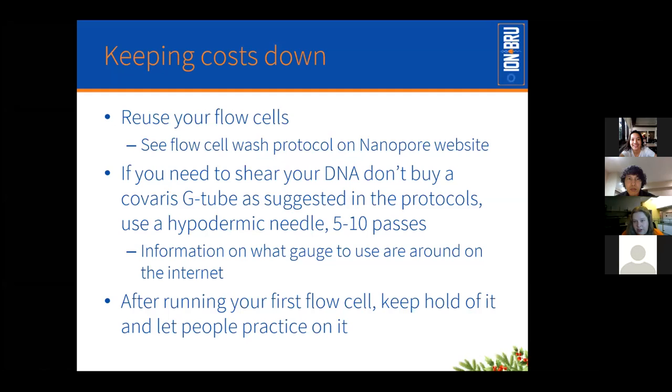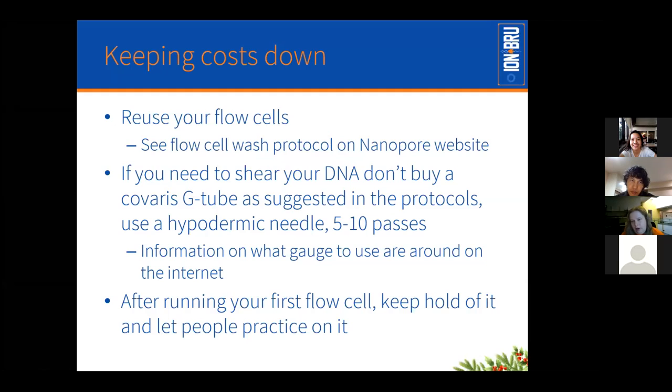If you need to shear your DNA, which is something that is recommended in some of the protocols, do not use a Covaris G-tube as it suggests in the protocol, because those are horrendously expensive. I won't buy them. You might want to shear because the throughput is optimized at 8 KB. So if your reads are 8 KB, you will get the best throughput.